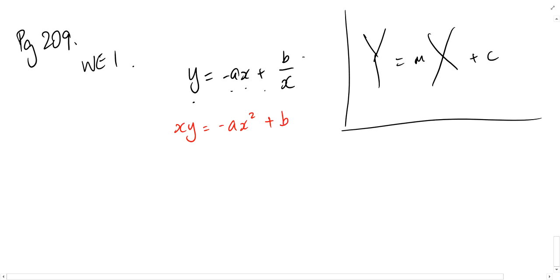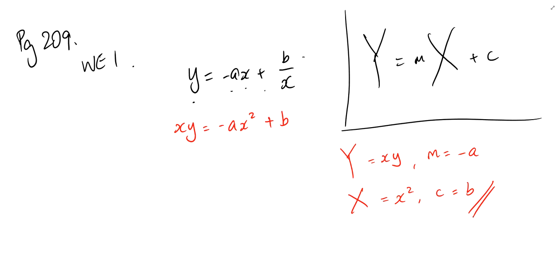Is it of a linear form? Is it a linear form? Those who say yes, why? Okay, Ernest says that, what is big Y? Okay, so Ernest says that our big Y is xy. What is your m then? What is your big X? What is your C? Done. This is a linear form. Okay? Any questions?